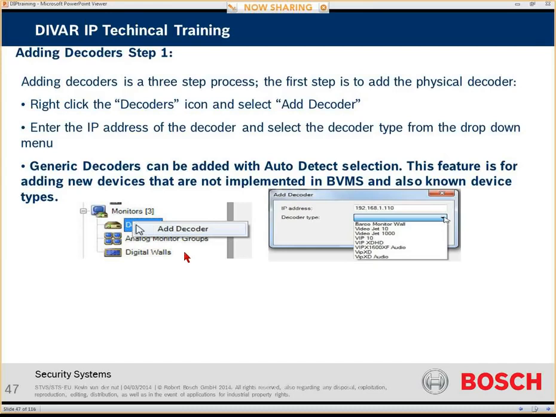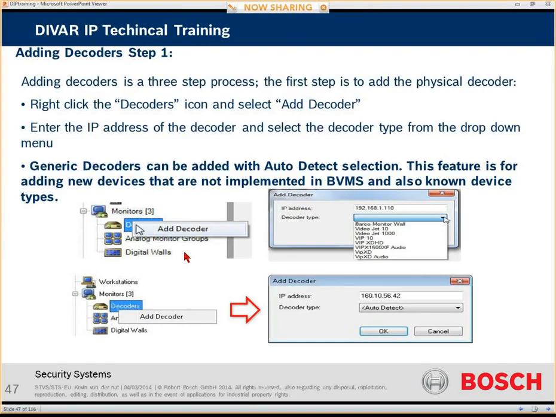But by default you will also see that there is an auto detect function there, and this could be used to add in a new device that has not with its full device type been implemented into BVMS yet. But it can also be used for a known device type, and then the Divar IP will simply attempt to retrieve the capabilities of that particular device and assign those capabilities to the automatic detection of the decoder.